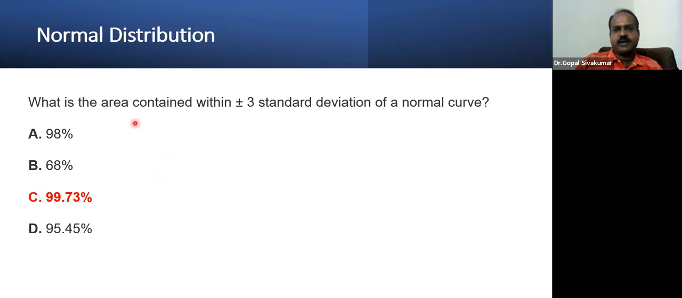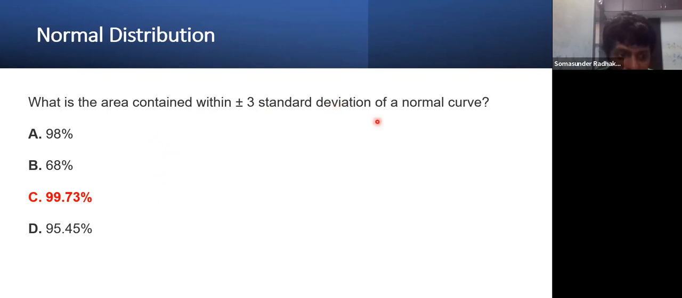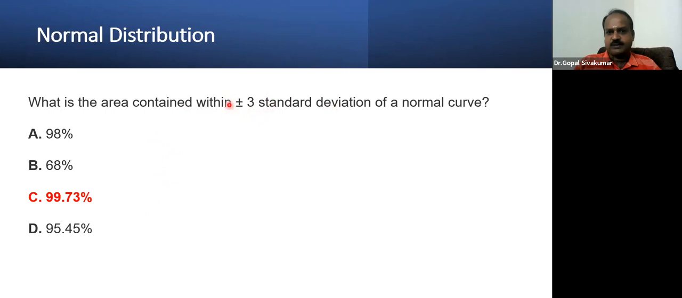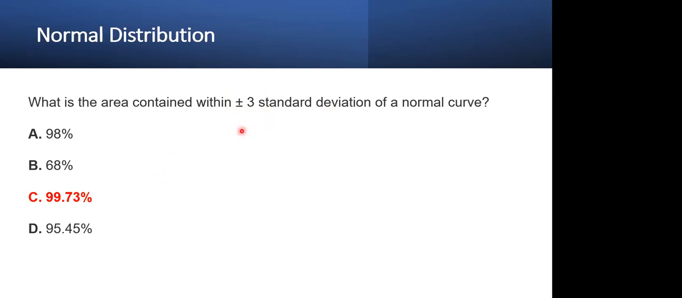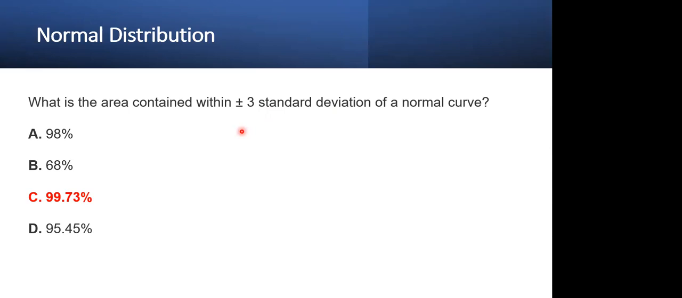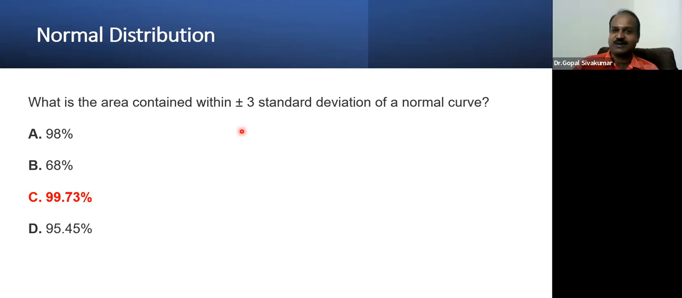Now, can you answer this question? And along with the justification, what is the area contained within plus or minus 3 standard deviation from the center of a normal curve? 99.73%. Very good. So what are these points called? Plus or minus 3 standard deviation. Control limits. Right side is upper control limit, left side is lower control limit, right?